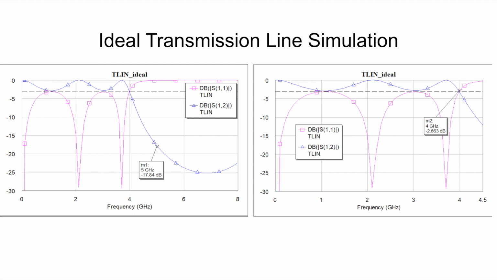From the plot, we can see that the filter still holds a clear 3 dB ripple in the passband and a cutoff frequency of 4 GHz, but the attenuation at 5 GHz came up a little, still yielding an attenuation close to 18 dB.